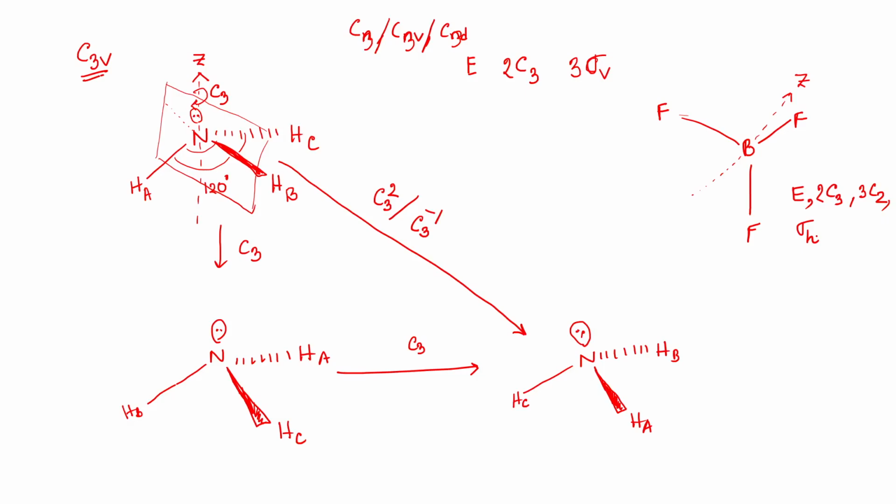What else? Sigma v is also there. So there are three sigma v's. Yes, three sigma v's are there. Do you have sigma d? Yes, C2 is there. And those are the sigma v's, I think. Yes, I think so. Okay.